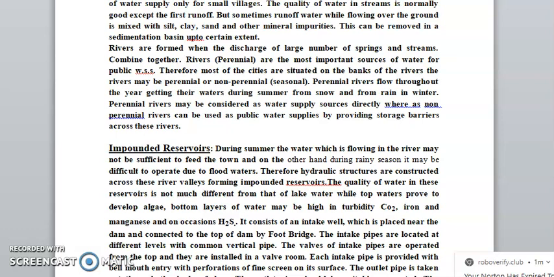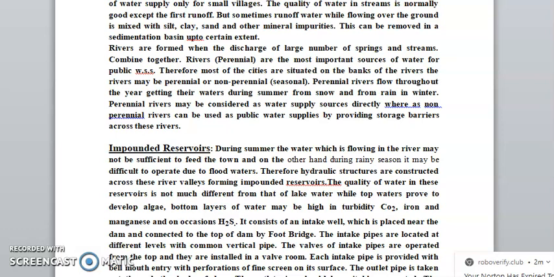Okay, now continue. Impounding reservoir. During the summer, the water flowing in the river may not be sufficient to feed the town. On the other hand, during the rainy season, it may be difficult to operate due to the flood water. Therefore, hydraulic structures are constructed across the river valley, forming the reservoir.